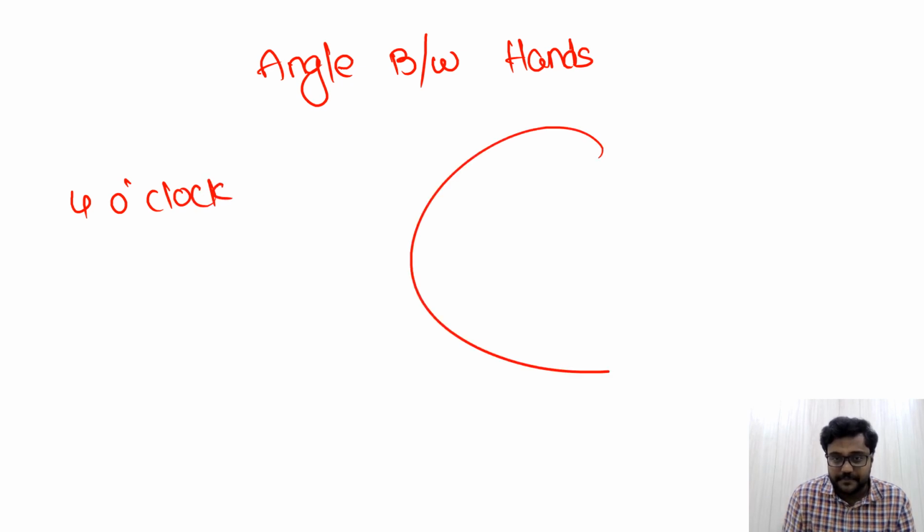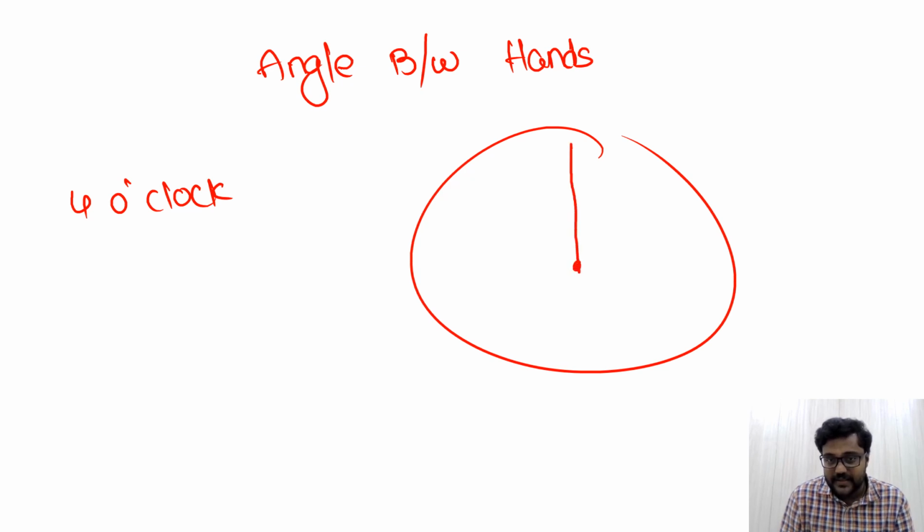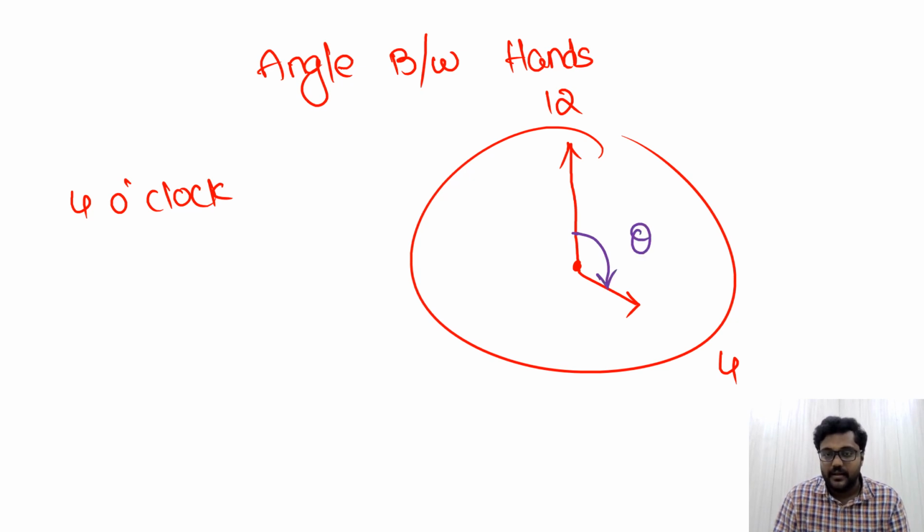At 4 o'clock, what is the question you need to understand properly? At 4 o'clock, the minute hand is at 12 and the hour hand is at 4. The angle between hands is what they are asking. Theta, the angle between hands, is the angle you need to calculate. If it is 4 o'clock, some time will be mentioned in the question, asking what the angle between hands is.